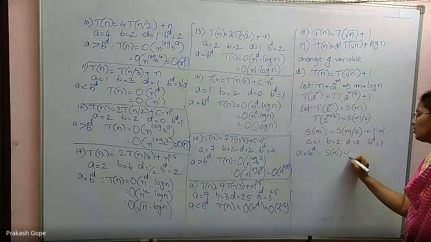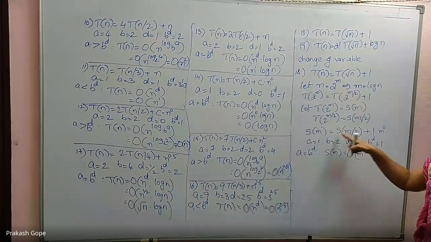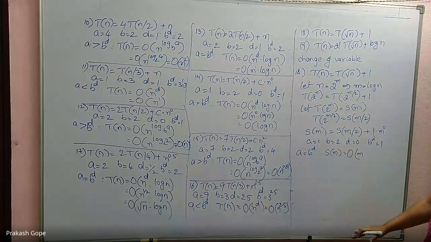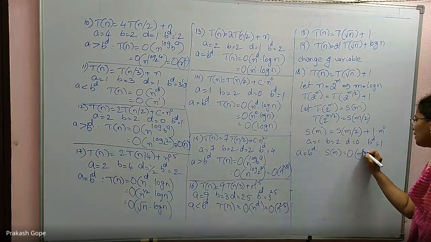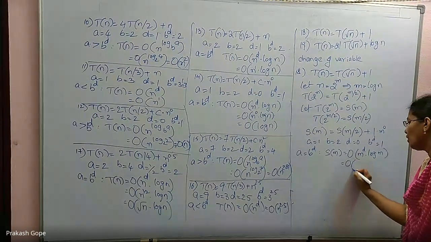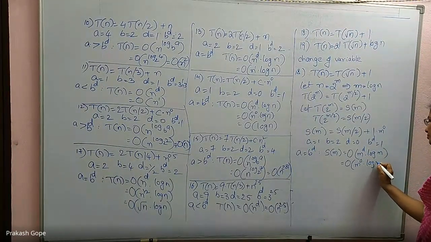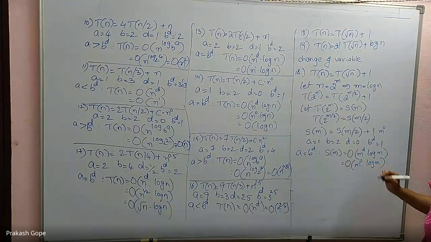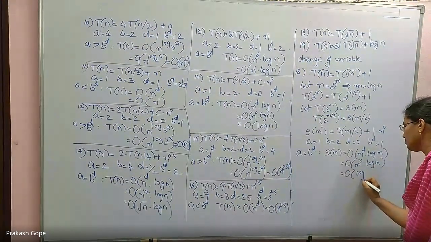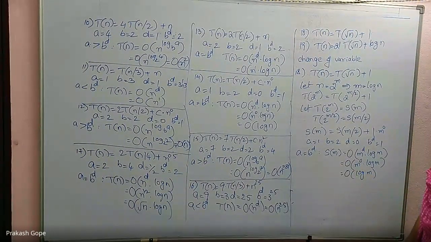S of m is equal to theta of m power d into log m. See, everything is in m, that's why I'm writing it in m. I changed the variable. Now you should solve everything in m only. So theta of m power d, d is 0, m power 0 into log m. But m power 0 is 1. So 1 into log m. So theta of log m. Okay, so S of m answer is theta of log m.